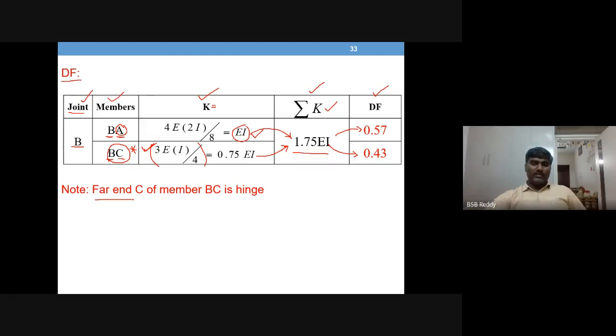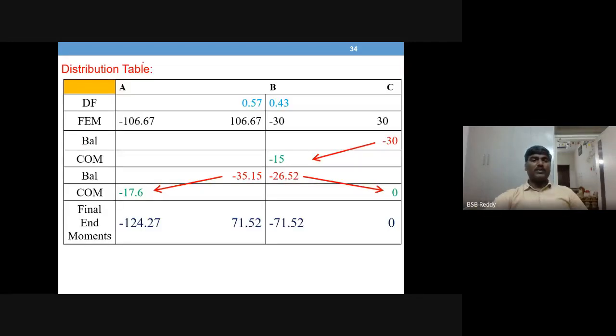So far end C of the member BC is hinge. This is to be noted. Very notable change. Okay. Right. So this is distribution factor table preparation. Next, going for the distribution table. Okay, as we have only one joint, the distribution process is simple. It won't be like trial and error. Okay, you don't get many trials. Right, what is the change here when compared to the earlier problem?